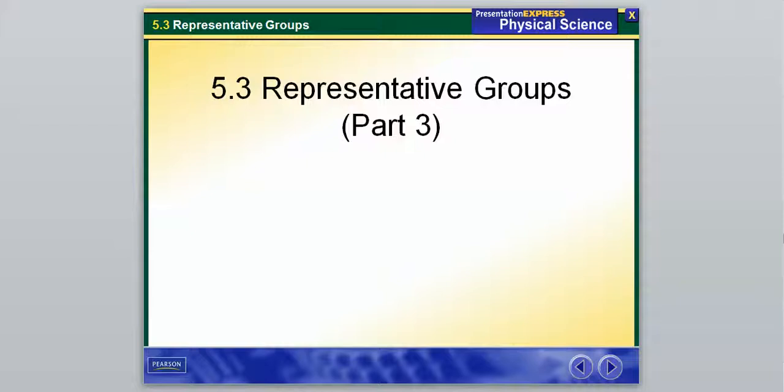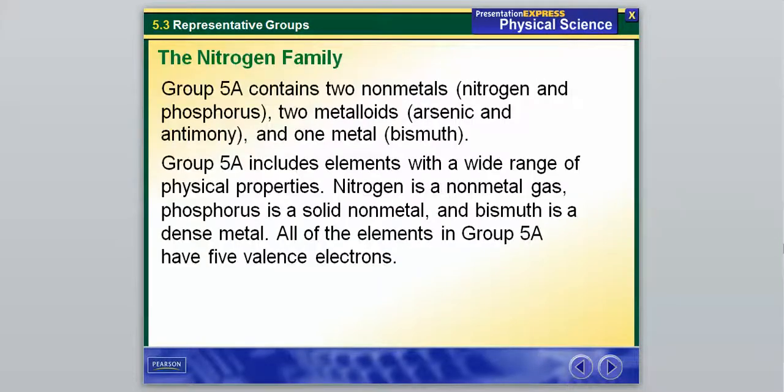So our first one that we're going to take a look at is the nitrogen family, and this is group 5A, and it contains 2 nonmetals, nitrogen and phosphorus, 2 metalloids, arsenic and antimony, and 1 metal, bismuth. And it includes elements with a wide range of physical properties, so there's not a lot of consistency in the properties in this group. Nitrogen is a nonmetal gas, phosphorus is a solid nonmetal, and bismuth is a dense metal. And all of these elements in group 5A have 5 valence electrons.